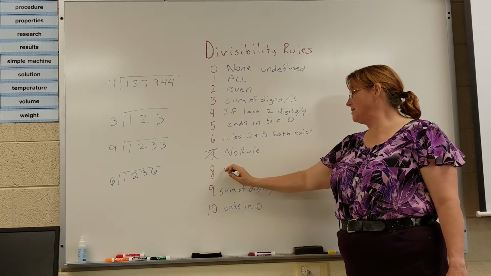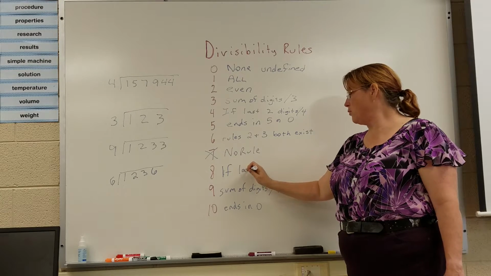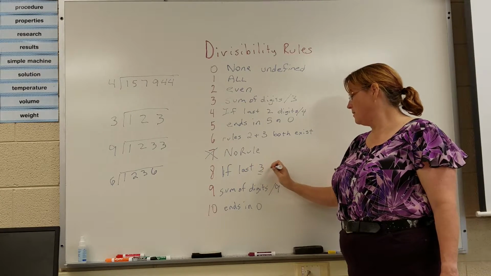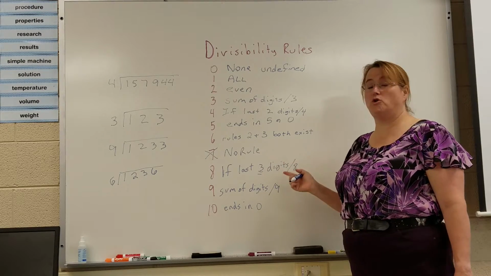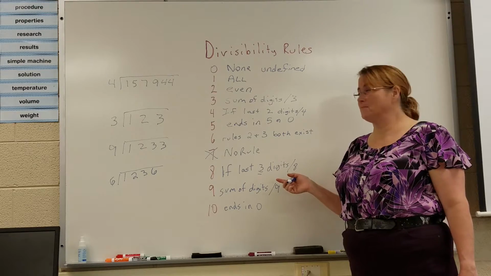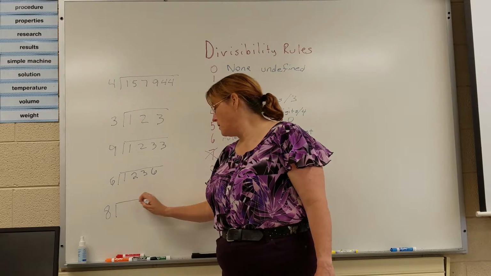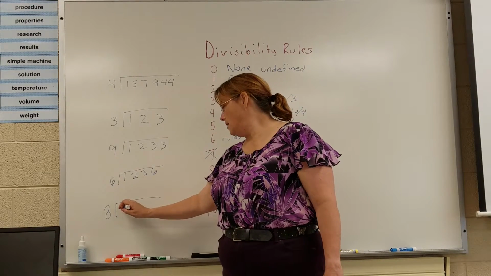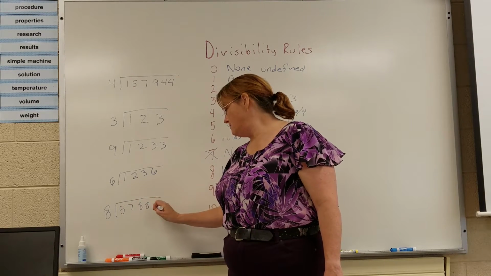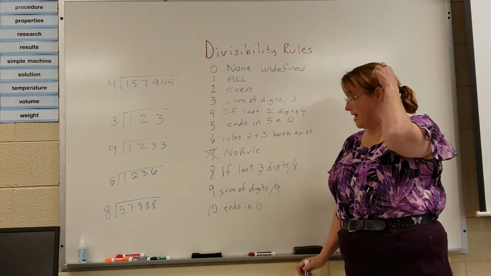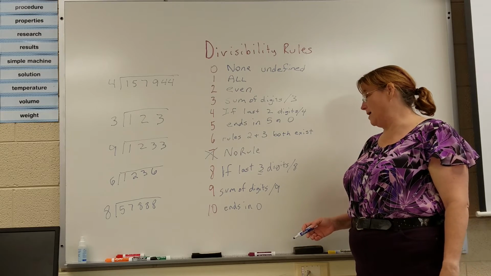And the rule for 8 is if the last 3 digits, similar to 4, is divisible by 8. This is really one you won't use very often. It has to be pretty obvious. So you might have 8 into 5, 7, 8, 8, 8. Because that's easy to go, oh yeah, 8 is divisible into that, and that whole number is divisible by 8. So it usually has to be pretty obvious, or you may not get it.